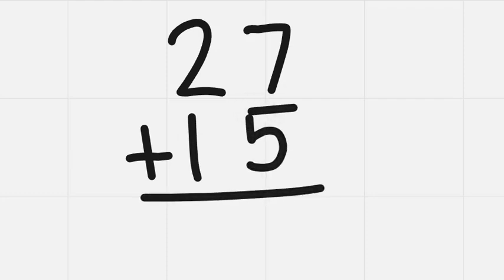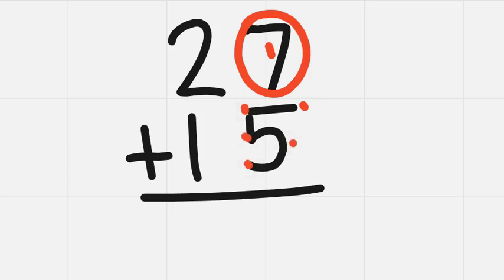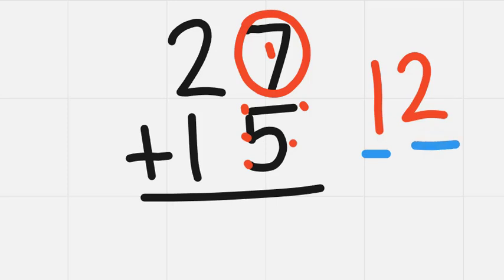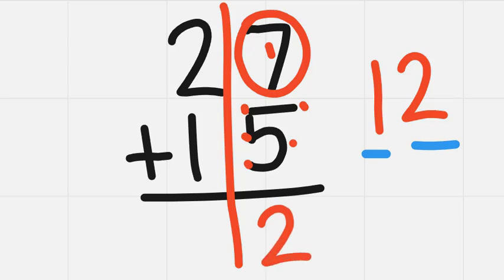Let's add this, 27 plus 15. When we add, we circle the biggest number. Circle the 7, and then we'll touch and count. 7, 8, 9, 10, 11, 12. 12 has 2 digits. If you remember, in each place value, we can only write 1 digit. In 12, 2 is in the 1's place value. So we would write the 2 down here. However, we need to carry the 1.